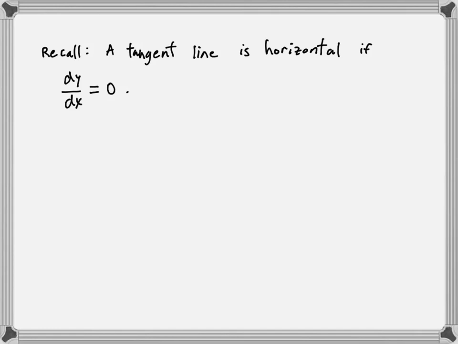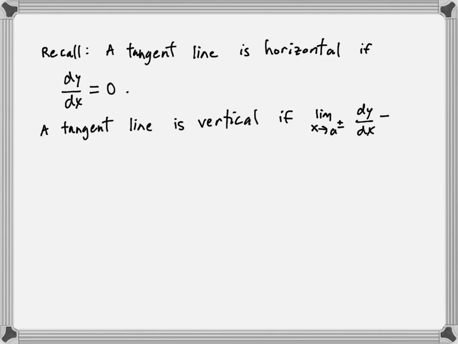Also, a tangent line is vertical if the limit as x goes to a from the left or the right of dy/dx is equal to plus or minus infinity, okay? So either infinity, that's what it means for a tangent line to be vertical, and the previous condition is what it means for a tangent line to be horizontal.